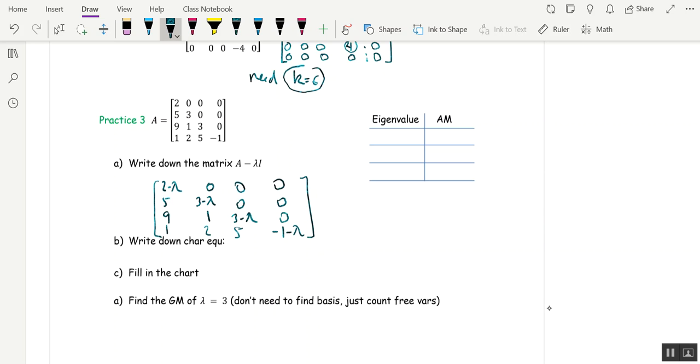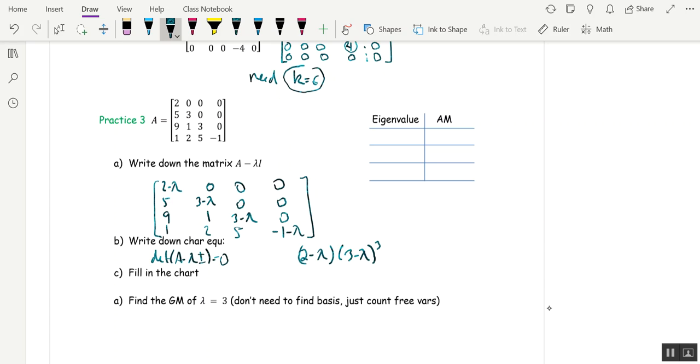All right, write down the characteristic equation. The characteristic equation is determinant of A minus lambda I equals 0. Since this is lower triangular, but it doesn't matter as long as it's triangular, the determinant will be the product of the entries on the main diagonal. So let's see, I've got a 2 minus lambda, I've got a 3 minus lambda twice, so 3 minus lambda squared, and then a negative 1 minus lambda.